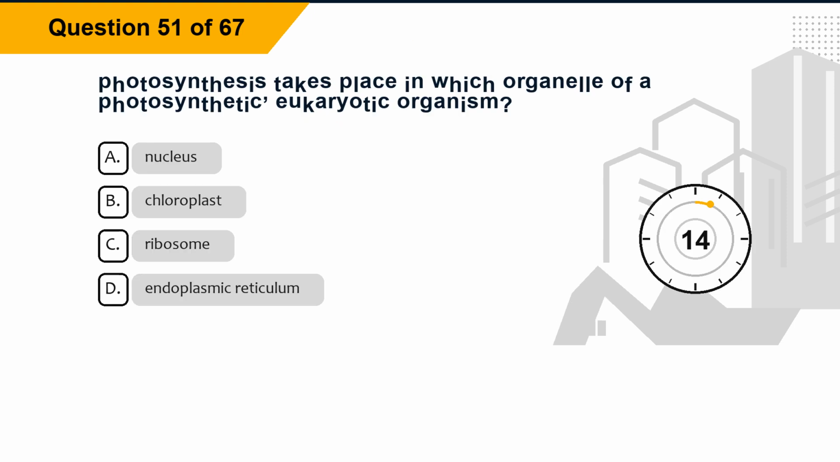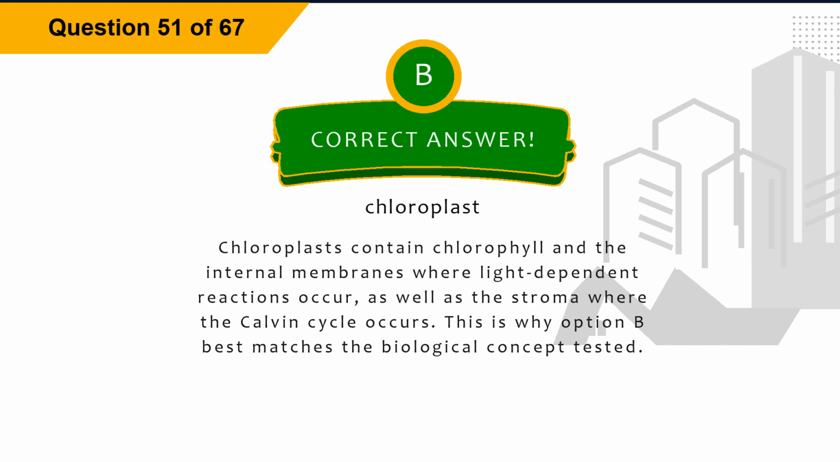Question 51. Photosynthesis takes place in which organelle of a photosynthetic, eukaryotic organism? Option A, nucleus. Option B, chloroplast. Option C, ribosome. Option D, endoplasmic reticulum. The correct answer is option B, chloroplast. Explanation. Chloroplasts contain chlorophyll and the internal membranes where light-dependent reactions occur, as well as the stroma where the Calvin cycle occurs.